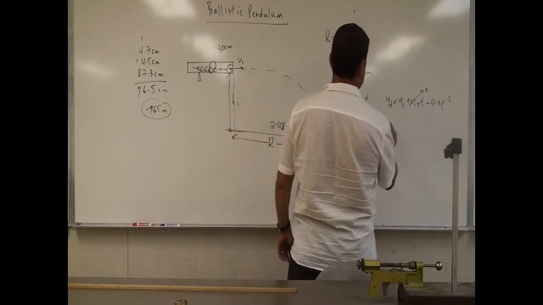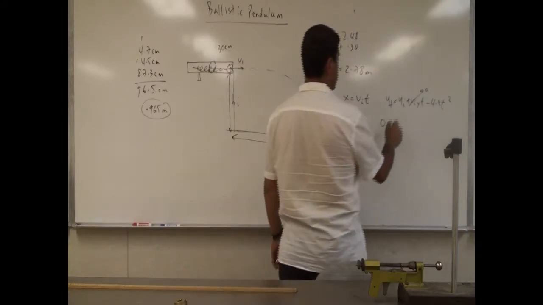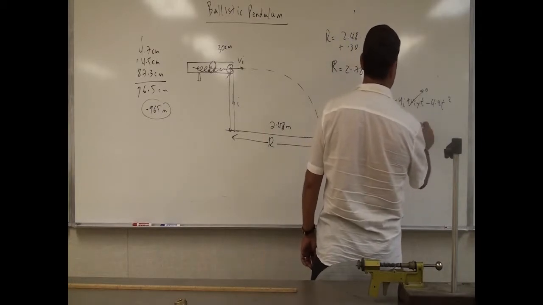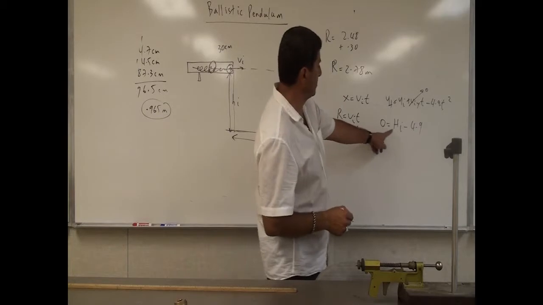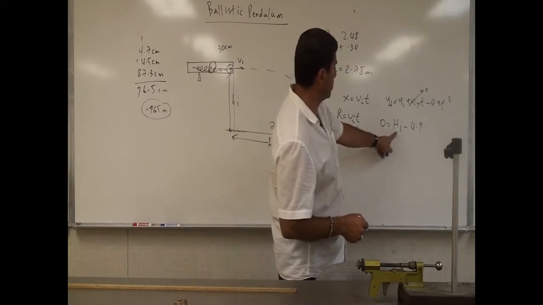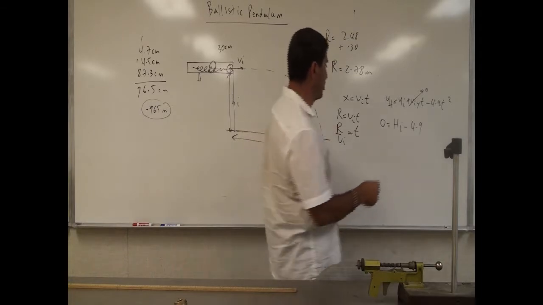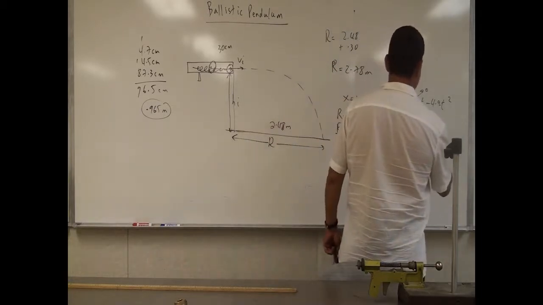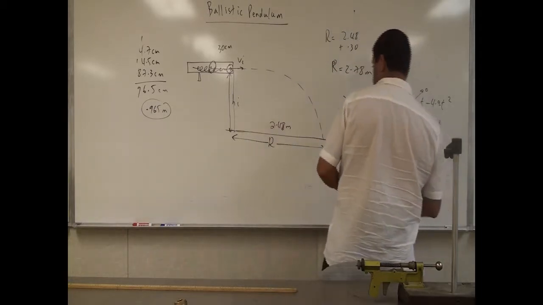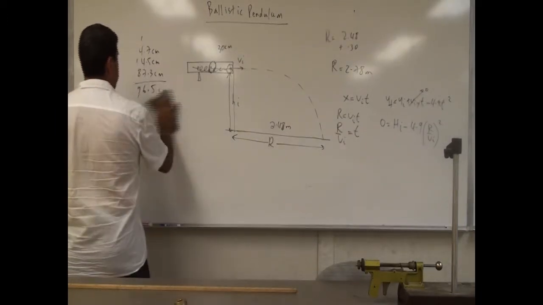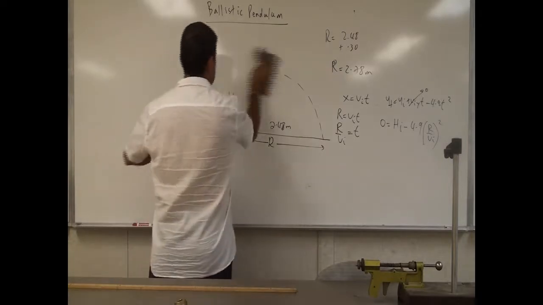And then y final is equal to 0 because it hits the ground. Y initial is the initial height. And then minus 4.9, right? So the y final is 0, initial height h initial minus 4.9, and then the t I can substitute range over v initial. Range over v initial quantity squared. Okay? So then, from there, I can calculate what the v initial is.